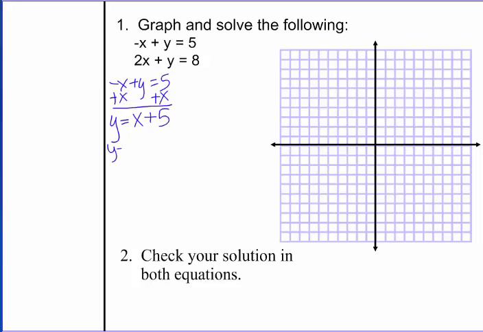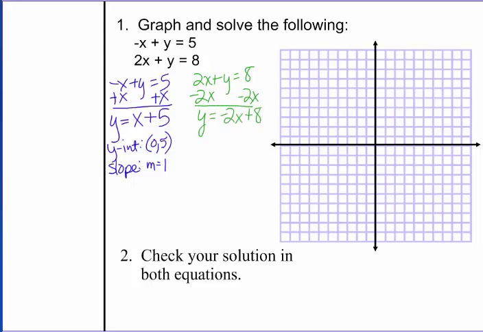Okay, so we have a y-intercept of (0, 5) and a slope of 1. Okay, so we're going to use that to graph that line. I'm going to color code it. So take the other equation, 2x plus y equals 8, minus the 2x from both sides. So y equals negative 2x plus 8. So my y-intercept is (0, 8). Slope, m equals negative 2. So we're going to go ahead and do this one first.